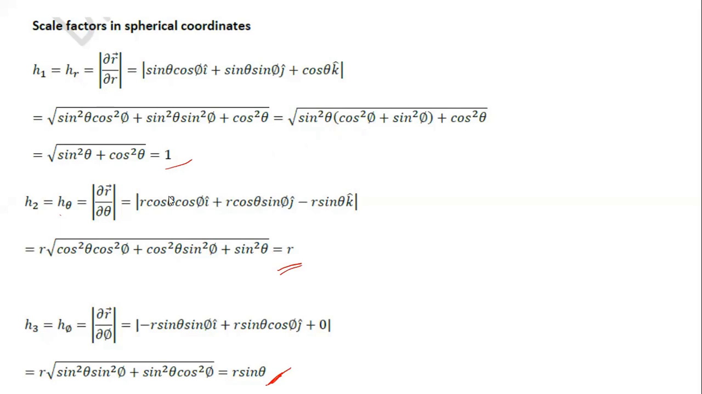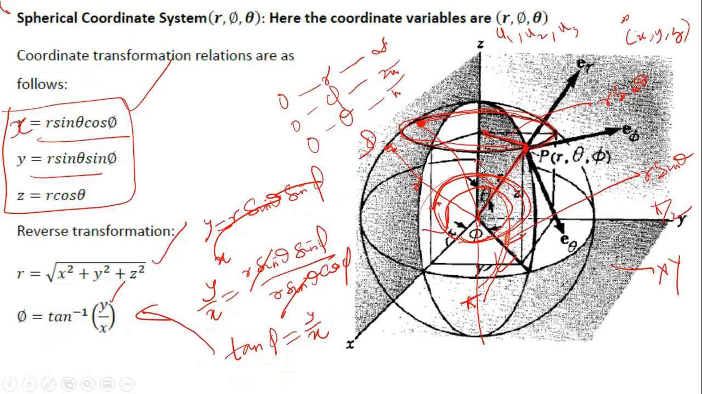Now, what are the coordinate lines here? Let me go back to this picture again. The first coordinate variable is r here. The coordinate line corresponding to the r variable, as you see, can go from 0 to infinity. So our coordinate line will be a straight line. It goes from 0 to infinity. It is just a measure of the distance of the point P from the origin.